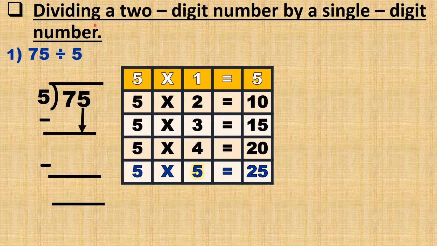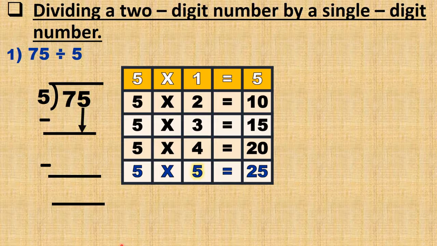Dividing a two-digit number by a single-digit number. See the first example, 75 divided by 5. The dividend is 75. 75 means 7 tens and 5 ones. The divisor is 5. We'll start by comparing the digit in the tens place, that is 7, with 5. 7 is greater than 5, therefore we can divide 7 by 5.